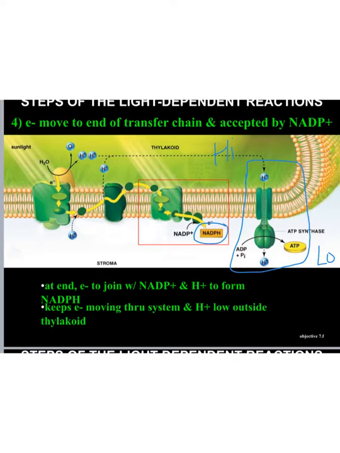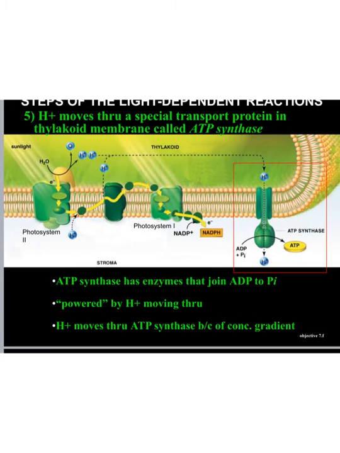So we've made our NADPH, so that electron has joined with NADP+, and that electron has helped set up this gradient by pulling in all these hydrogen ions inside the thylakoid membrane. So now we're ready to make some ATP.